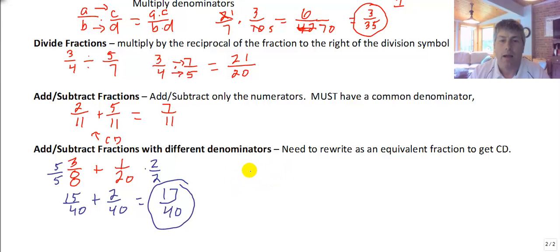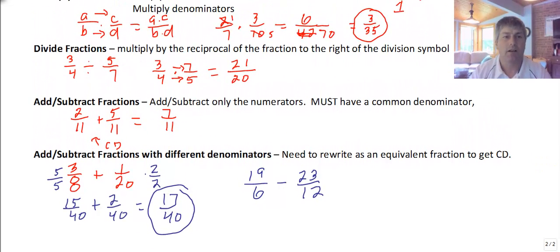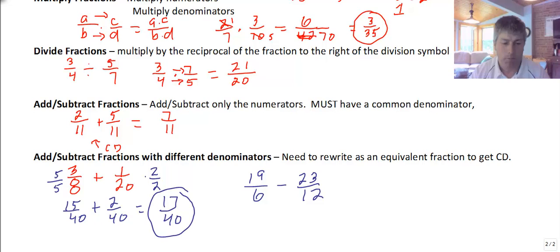So I'm going to have you bring to class, what's 19/6 minus 23/12? Once again, we don't have a common denominator, but get a common denominator, show your work, and bring that to class. So that wraps up this section of vocabulary, some work with fractions, adding, subtracting, multiplying, and dividing, and bring those sample problems, and we will see you in class.